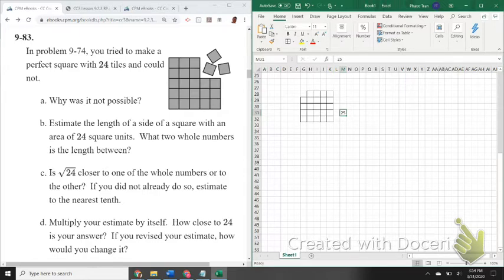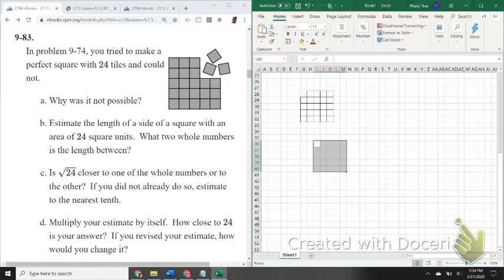So question B says, estimate the length of a side of a square that has an area of 24 square units. Well, in essence, it's just saying, let's say I did have a square that has an area of 24 units. What times itself gives you 24? In other words, what's that side length that would give us an area of 24?